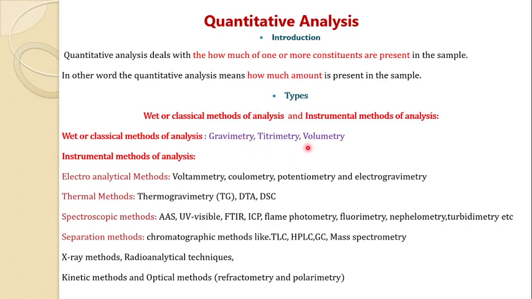Quantitative analysis has two types: weight or classical methods of analysis, and instrumental methods of analysis. In weight or classical methods, gravimetric, titrimetric and volumetric methods are involved. In instrumental methods of analysis, four major categories are given: electroanalytical methods, thermal methods, spectroscopic methods, separation methods, and special techniques like X-ray methods, radioanalytical techniques, kinetic methods and optical methods. We can see them one by one.